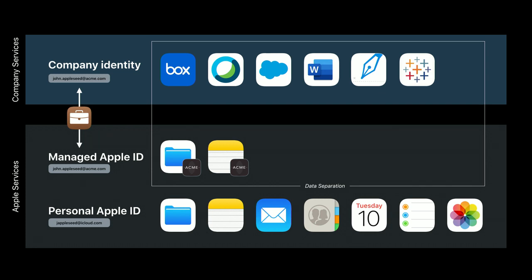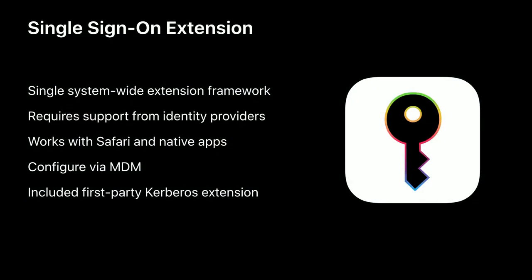The last little bonus thing in identity is accessing company services as well, too. And we've also introduced a new single sign-on extension. This is really great because it's at the system level. It's system-wide on iOS, iPadOS, and macOS. Now, this does require some support from your cloud identity providers, and it will work with Safari pages and native apps. You can configure all the settings just within MDM.